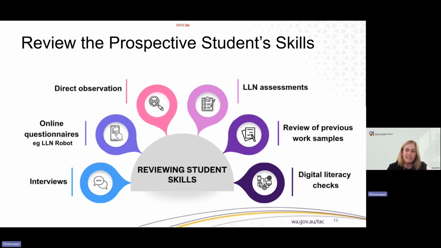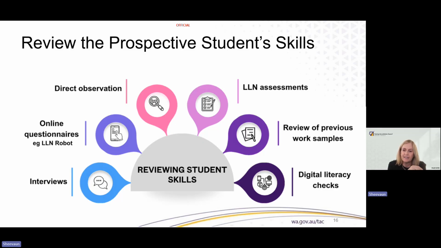So that's just some of the ways in which you can review a prospective student's skills. Now, the interesting thing is all RTOs are different. They're different in size of scale, training product, institutional-based delivery, workplace delivery, short courses, long year courses, whatever it is. Therefore, in terms of reviewing a prospective student's skills, not one size is going to fit all.